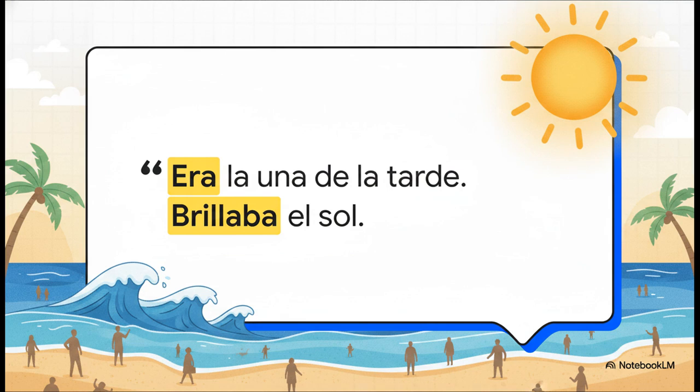Now, take in this really rich, descriptive scene. Era la 1 de la tarde, brillaba el sol. La playa estaba llena de gente. It was 1 in the afternoon, the sun was shining. The beach was full of people. This is Rule 3 in all its glory. We are setting the scene, we're using era to tell the time, brillaba to describe the continuous shining of the sun, and estaba to describe the state of the beach itself. This should really be an absolute aha moment for you. You're not just reciting verbs anymore, you're actually painting a vibrant, sun-drenched landscape right in the mind of your listener. You're recognizing these beautiful patterns out in the wild.